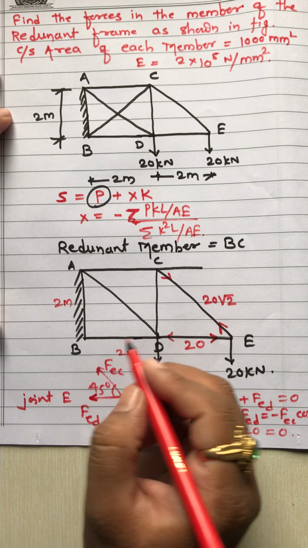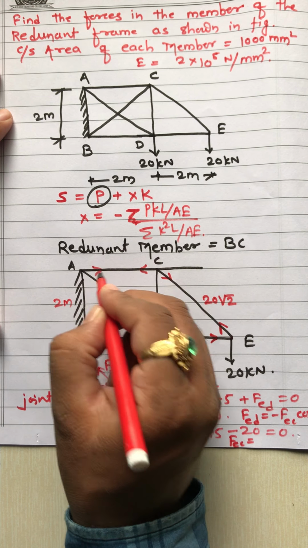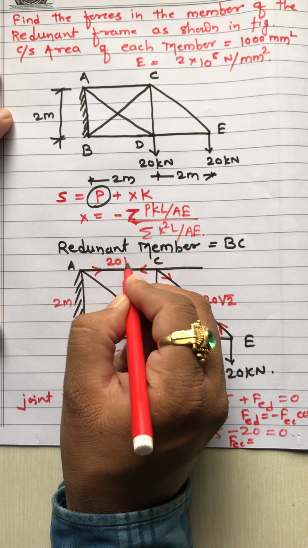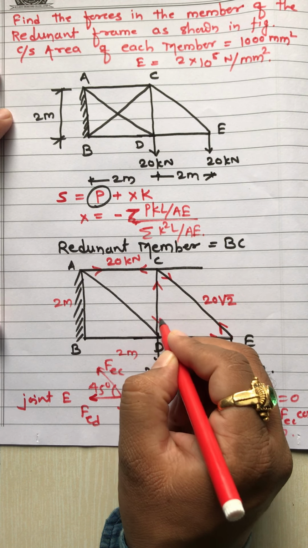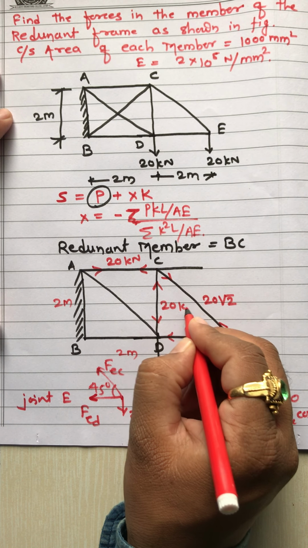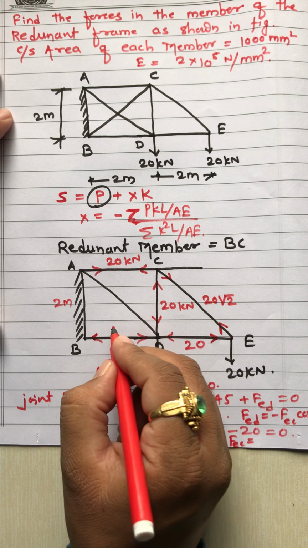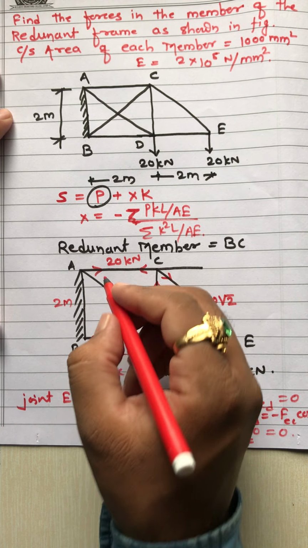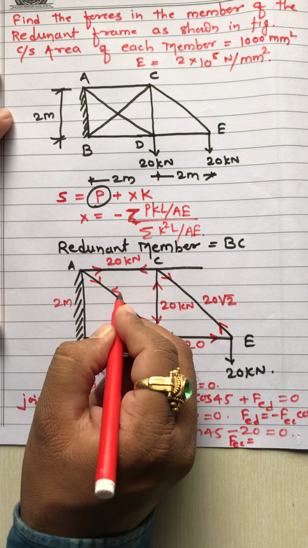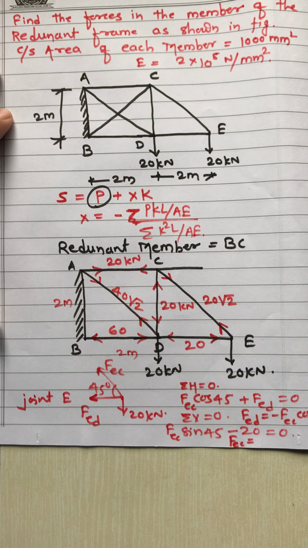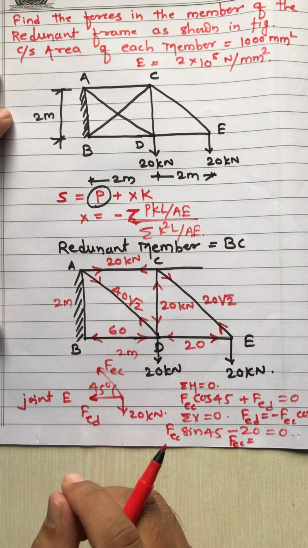Similarly you take the other joints. Now you take joint C and calculate the member forces. Now I am directly writing the answers. Solving joint C, this becomes 20 kilonewton. Again you take a joint D. Now this becomes 60. Now you solve this one. This becomes 40 root 2. So we have found out all the member forces.